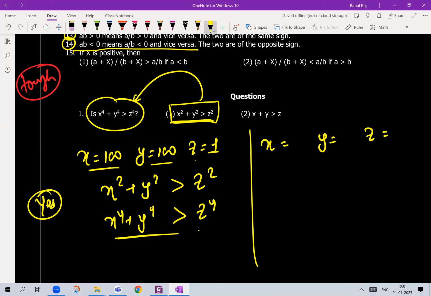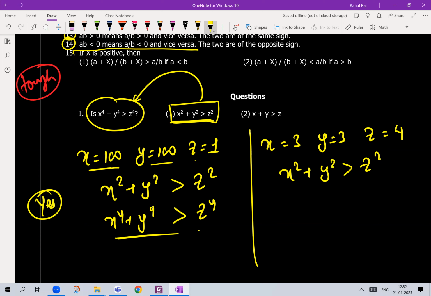So imagine if I take x is equal to 3, y is equal to 3, z is equal to 4. I'll tell you how to take values also, don't worry. Now, can I say for these values x square plus y square is greater than z square? My statement number 1 is sufficient. Check. 9 plus 9, 18. 18 is greater than 16. Agreed? Now, it means that I can take this value.